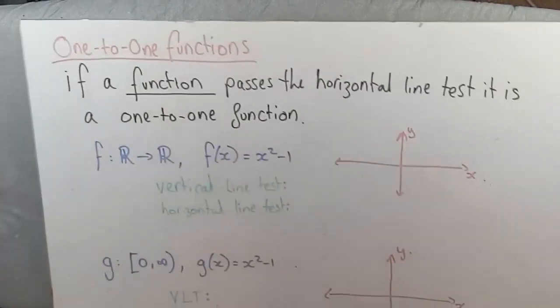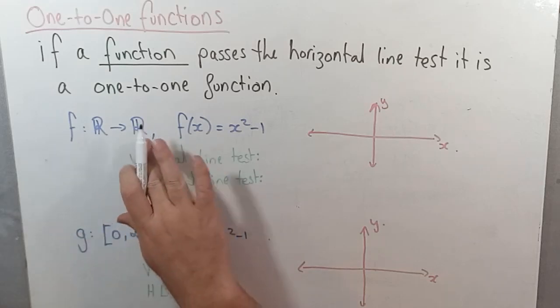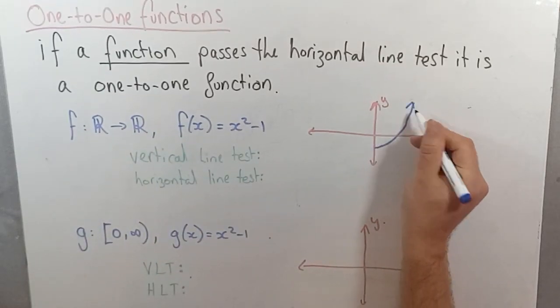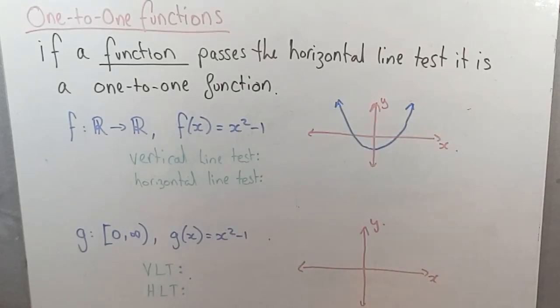All right, next board. One-to-one functions. A function is one-to-one if it passes the horizontal line test. So let's have a look. Here's my function, R, x squared minus 1. This has got to be close to one of my favorite functions. Used it a lot already.